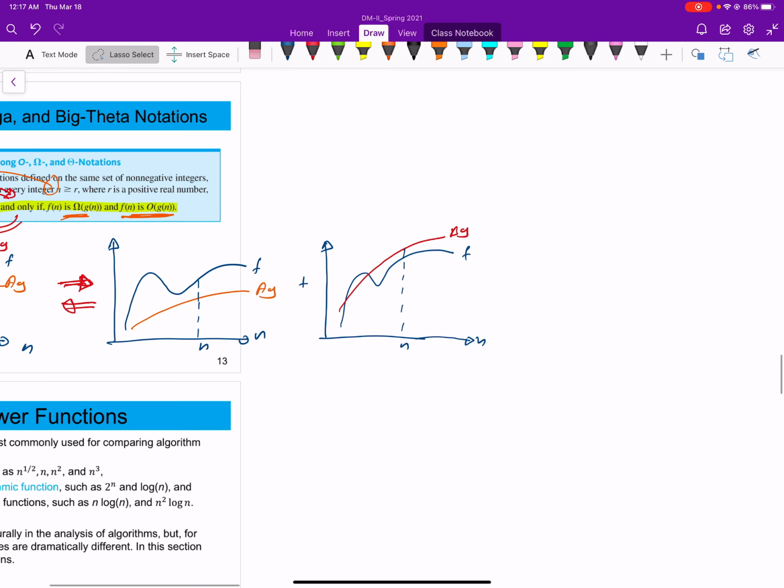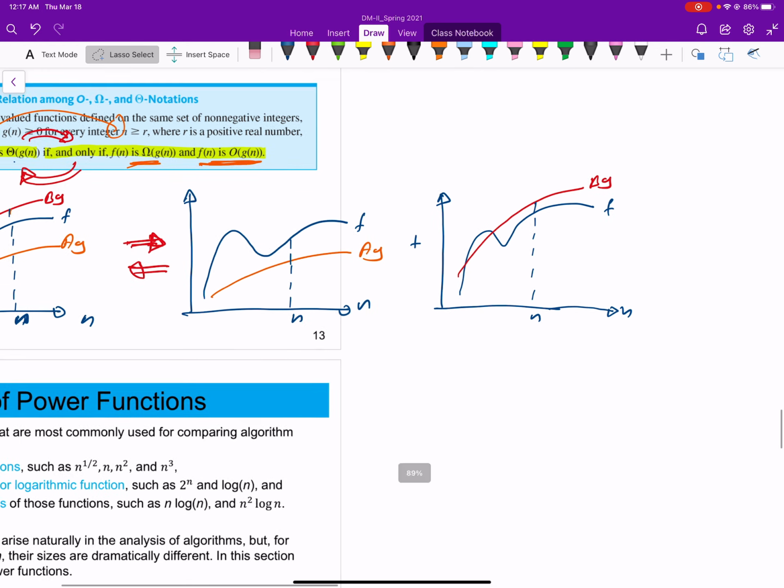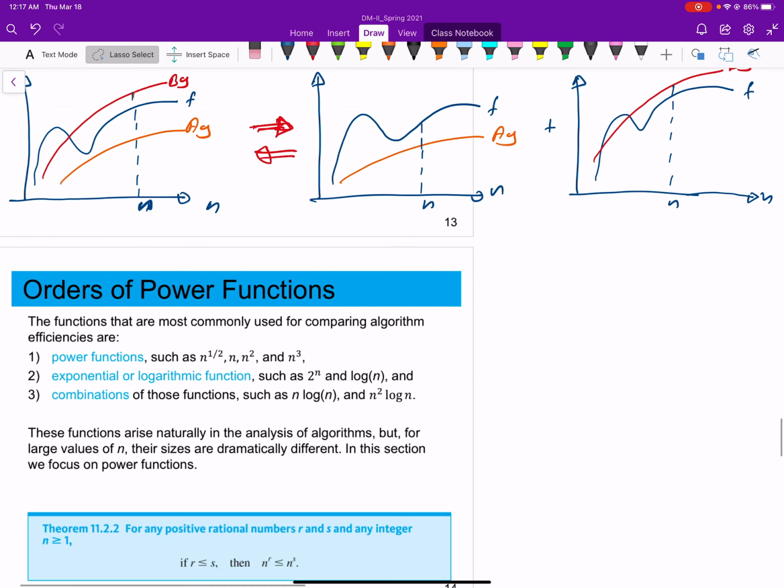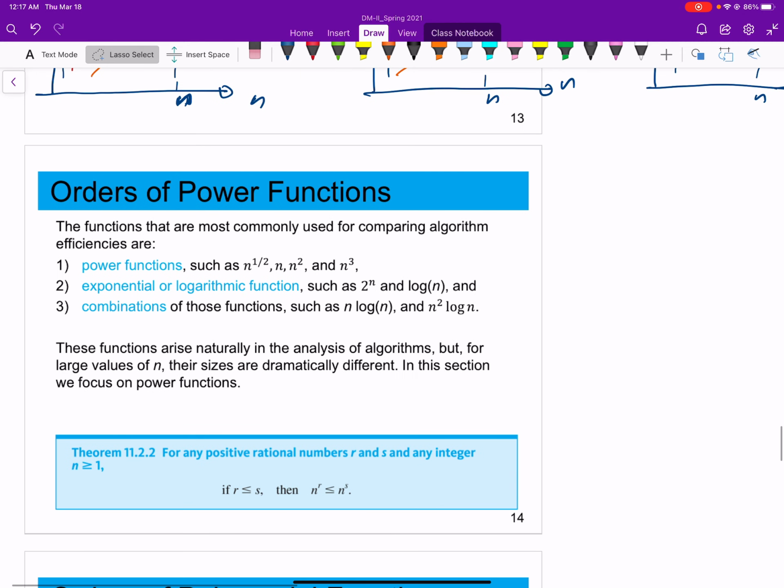All right, good. So you understand the theorem. Then go to the next slide. Order of power functions. The functions that are most commonly used for comparing algorithm efficiency are power functions. You know, these are the power functions. Exponential or logarithmic functions, those are 2 to the power n, log n, and combinations of them. That means n times log n, or maybe n squared times log n, and so forth.